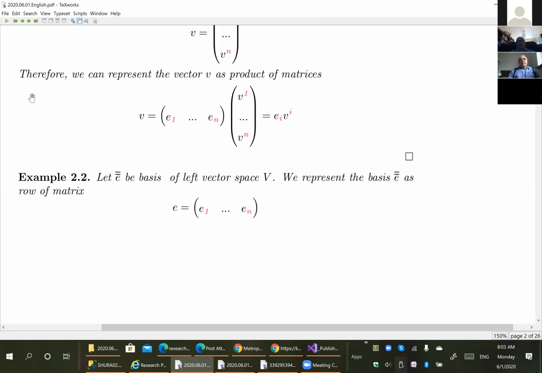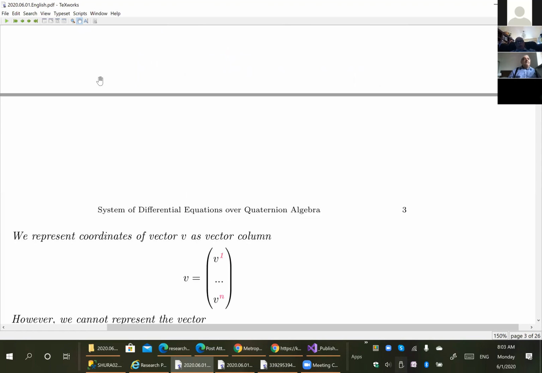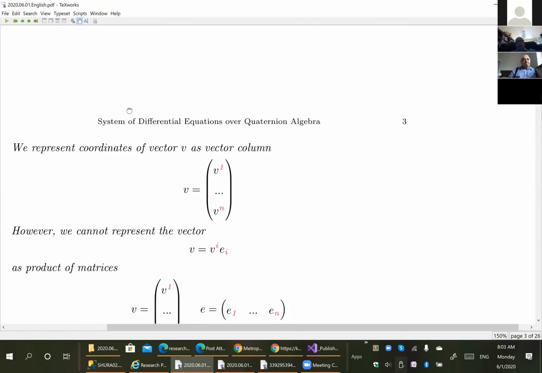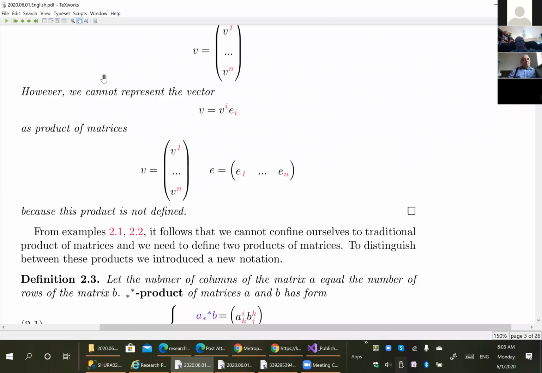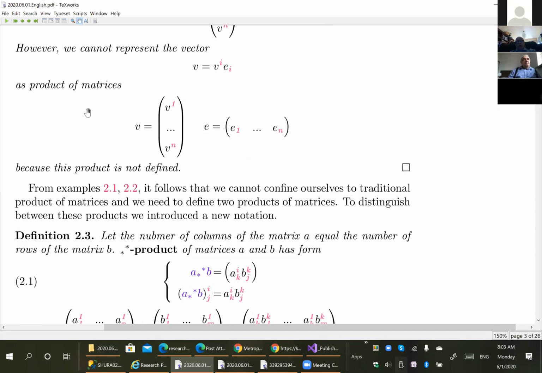However, in a left vector space, if we represent the basis E as a row and the vector V as a column, we can't represent the vector V as a product of matrices. Here, I also want to note that I assume the Einstein summation rule, where if an index is repeated, we assume the sum over this index. So, these two examples show that we cannot confine ourselves to the traditional product of matrices, and we need to define two types of product of matrices.